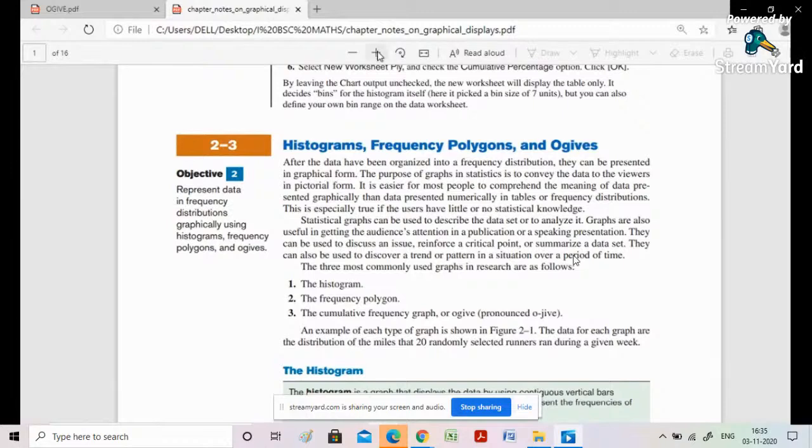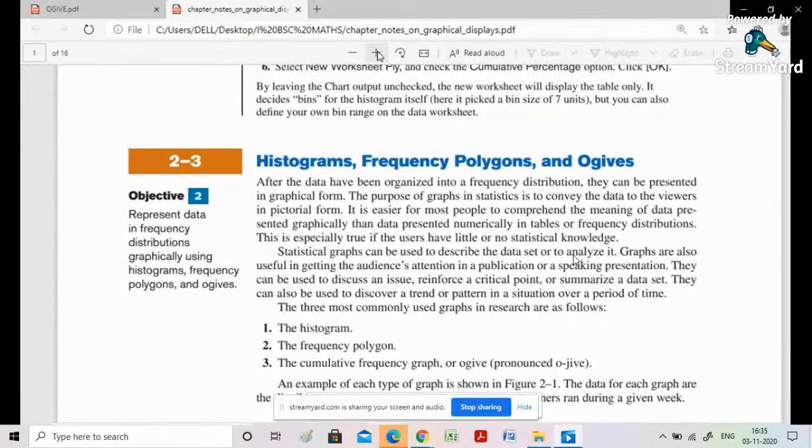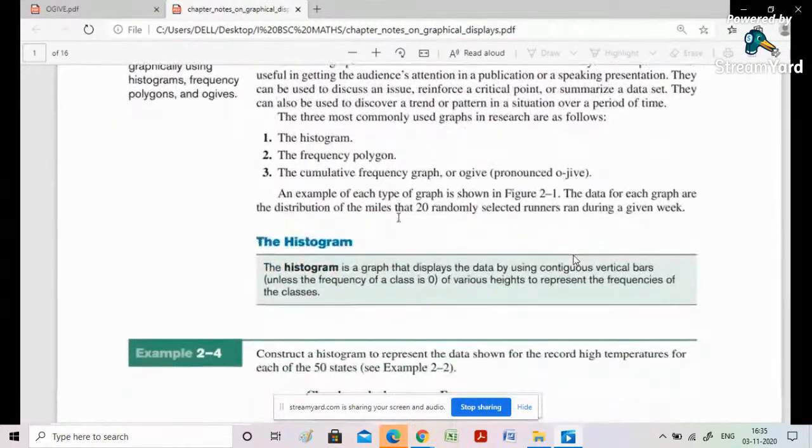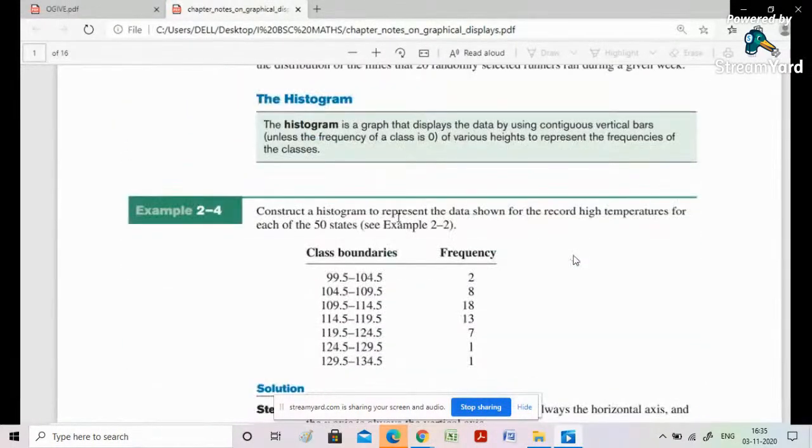So this is an example of a histogram, frequency polygon, and Ogives. We have discussed them in detail in the last class. Okay, let us consider an example. This example represents the data of record high temperature for each of the 50 states.